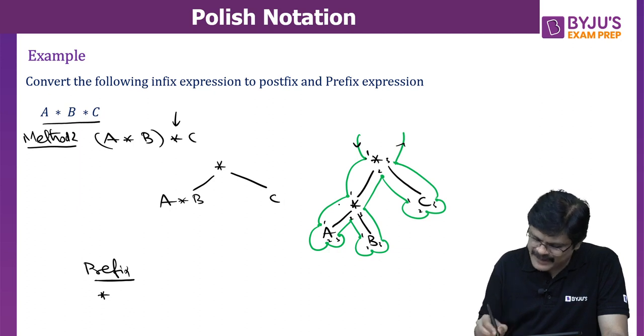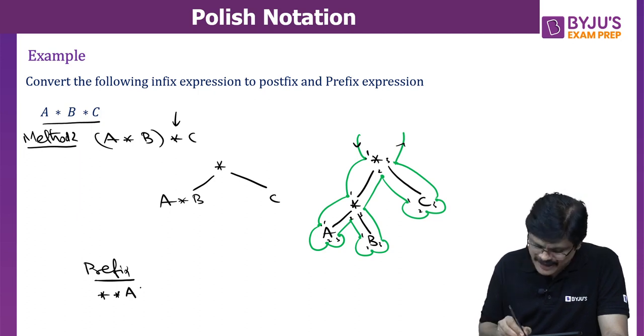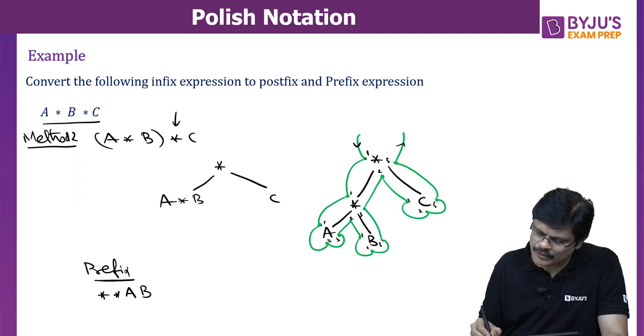Again 1, print the node. That is star. Again you see 1, that is node A. Then you continue 2, 3 you ignore, 2 you ignore, 1. 1 means print the node. Again 2, 3 you ignore, 3 you ignore, 2 you ignore, 1.